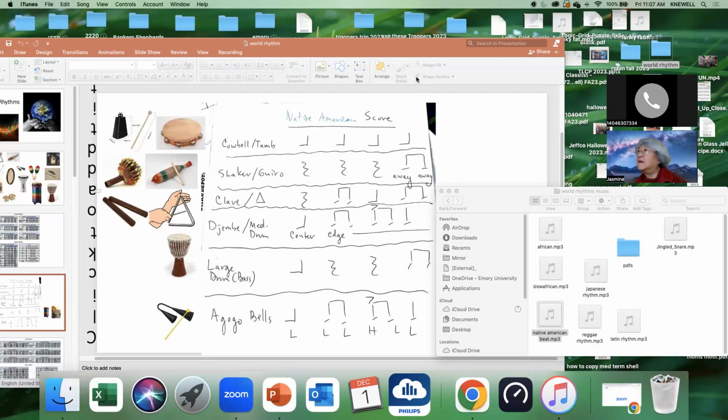1, 2, and 3, and 4. And then we want to try to put in that accent on 3. So it's going to be 1. So let's try that with the music. Back to the beginning of our tune. Ready, go.